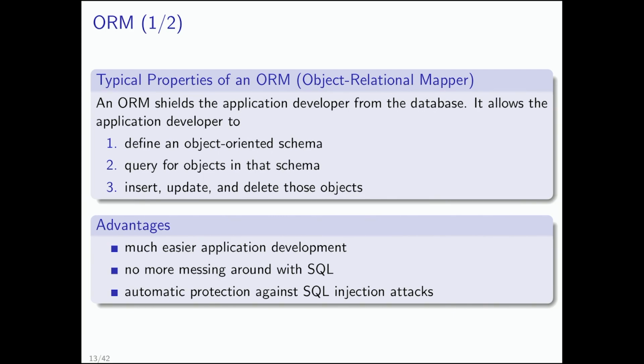You can query for objects in the schema. So you don't send SQL, you have a somewhat different query language, and you can insert, update, and delete those objects, not through SQL, but through other calls. So this is much easier from the point of view of application development, and you don't have to mess around with SQL, and again, automatic protection against SQL injection attacks. I think you can use ORMs as well to still have SQL injection attacks, so it's important you understand why the ORM shields you from that. So you can still screw it up if you want.